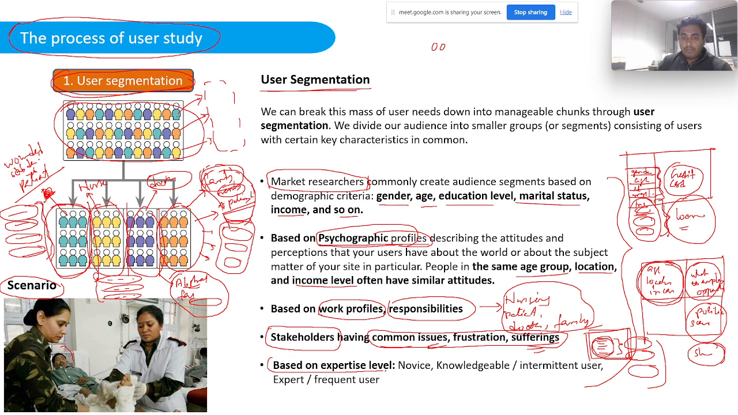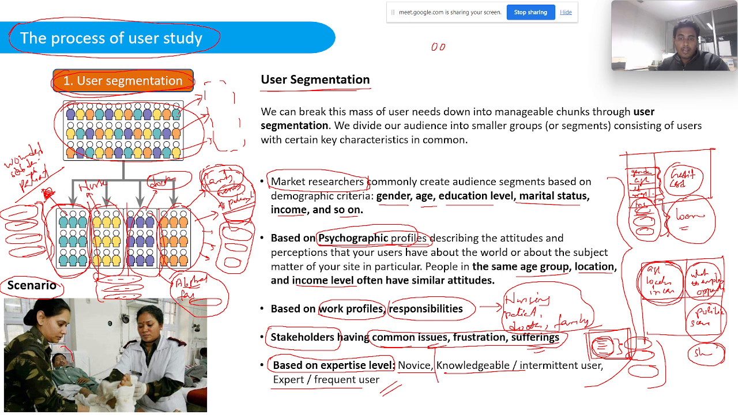And sometimes you group users based on their expertise level. For example, novice users, knowledgeable users, or expert users. So this kind of segmentation you generally do when you do an evaluative study. So what happens when you actually try to investigate a competitive product or your own product?